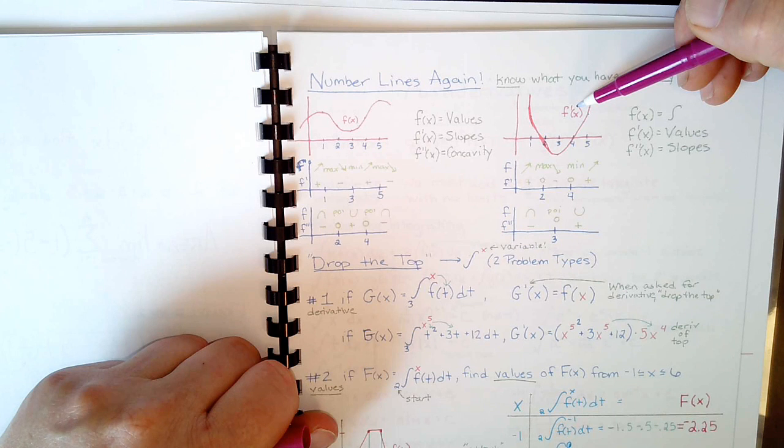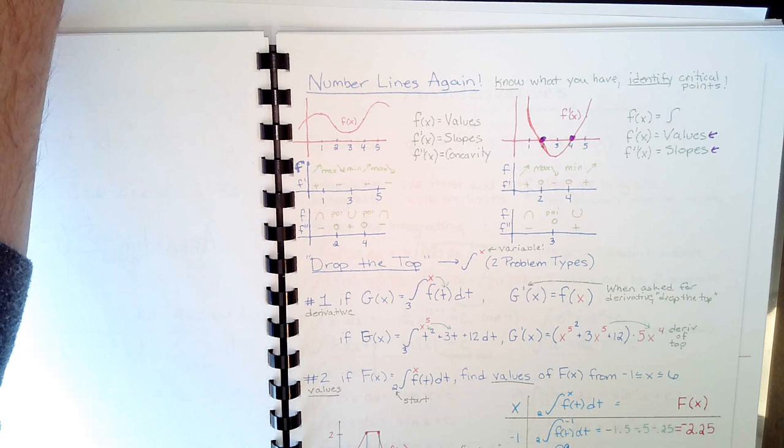F prime was x squared. So that means its integral is going to be one more power. F of x is something like x cubed. Okay, take a look at the next thing.